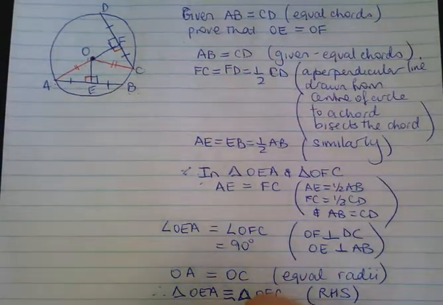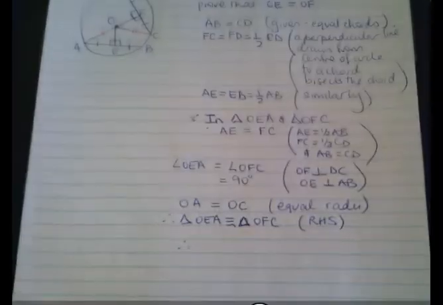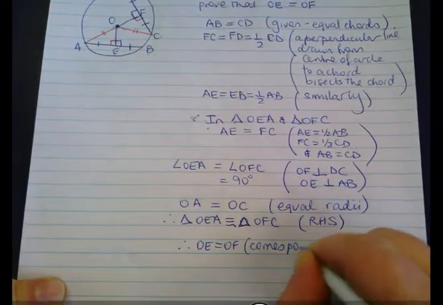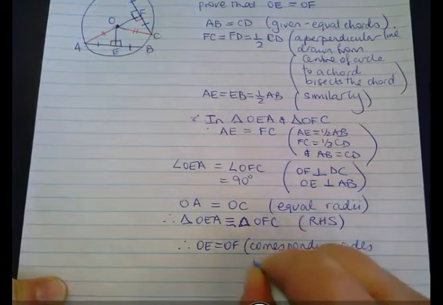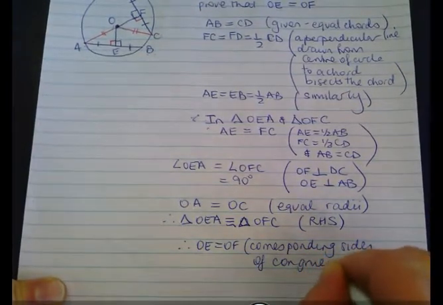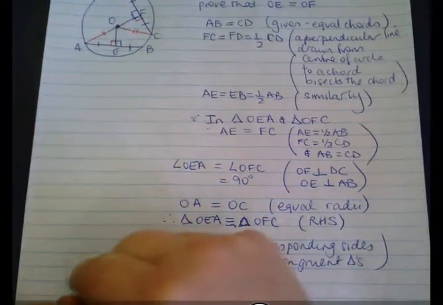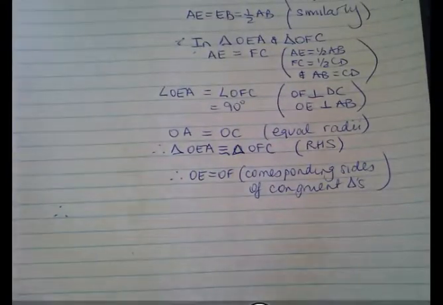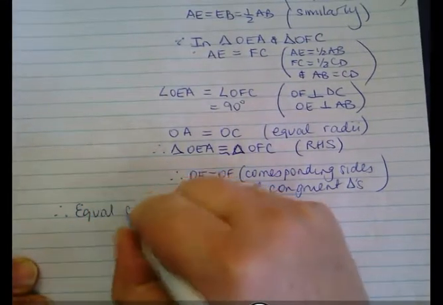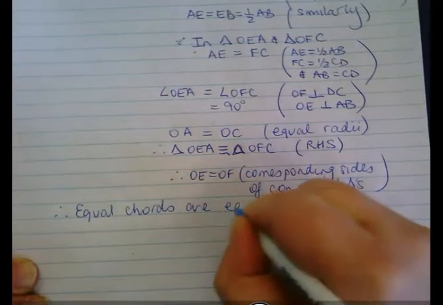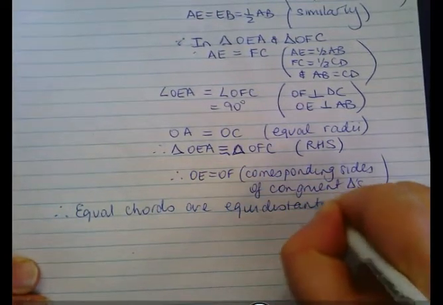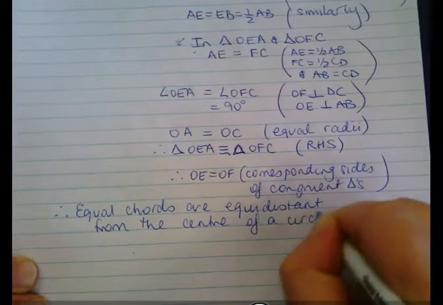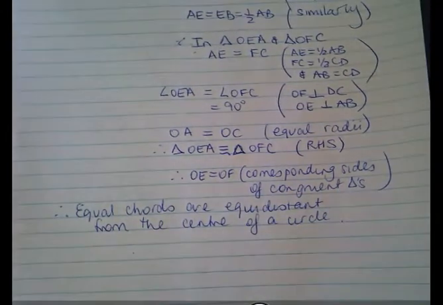So now we can say that OE equals OF, corresponding sides of congruent triangles. So therefore, what's the rule? Equal chords. Therefore, equal chords are equidistant, are the same distance from the center of a circle. Just put it off a circle.